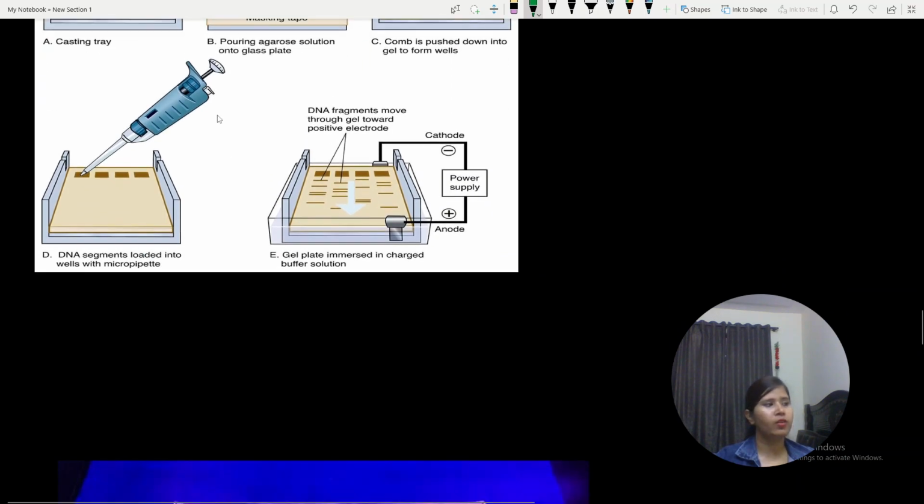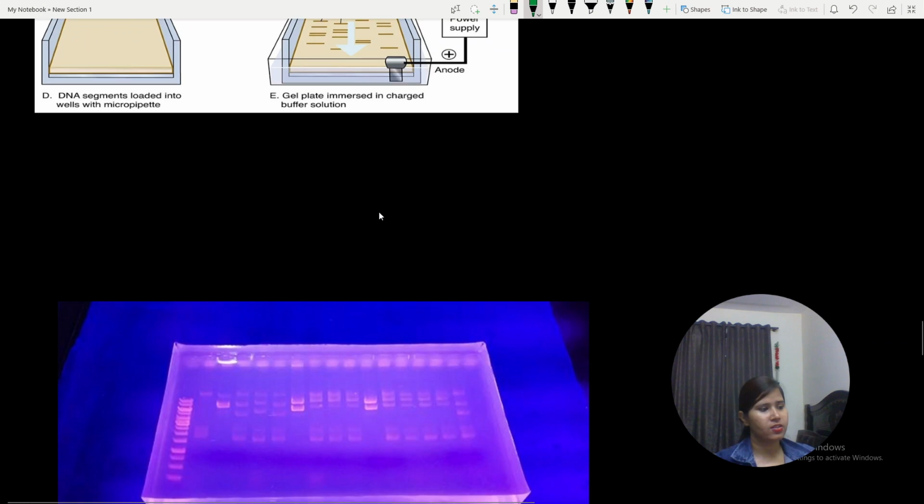Now wells are formed, and you are adding your sample with methylene blue or with your ethidium bromide, which will give you orange color. Now the DNA segments are loaded into the wells with a micropipette, and you will obtain this kind of result. Different kinds of bands are obtained here. I am going very fast right now because I already explained everything by writing here, so this is a much faster view.